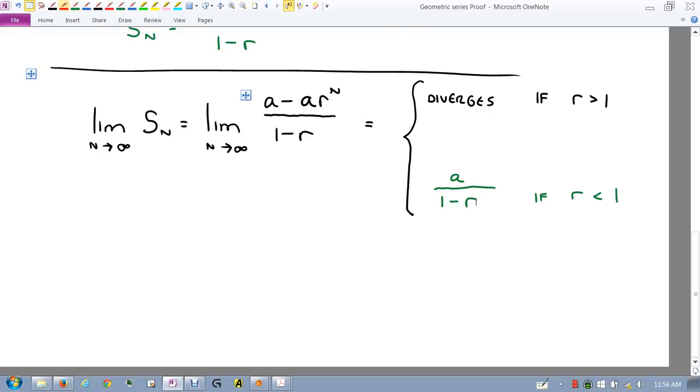Now, to save us some time, it can be shown, and I'm not going to get into it because it gets a little bit tricky, that if you put absolute values around these, and also add an equal sign right here, it takes care of all the negative r's also. So if the magnitude or the absolute value of r is bigger than or equal to 1, it's going to diverge. If the magnitude of r is less than 1, it's going to converge. And it's going to converge to this number.